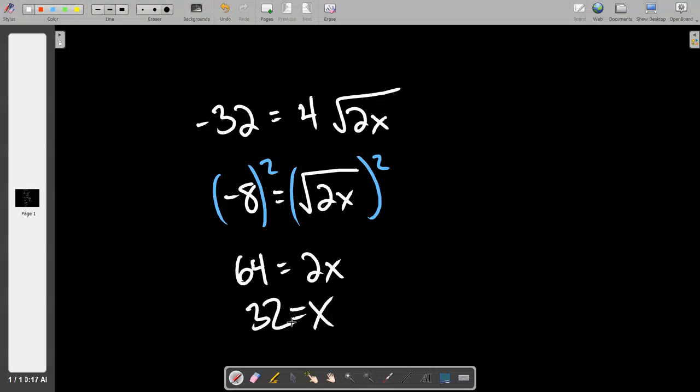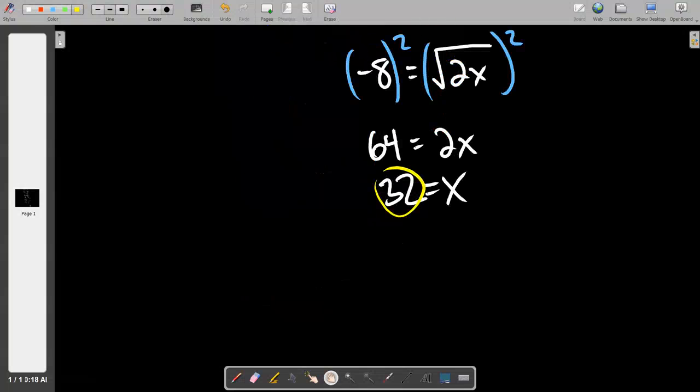Everything's fine, right? Problems? So you take your 32, you put it up here. What's 2 times 32? Square root of 64. 4 times 8, which last I checked, negative 32 is certainly not the same as positive 32, meaning yet again, no solution.